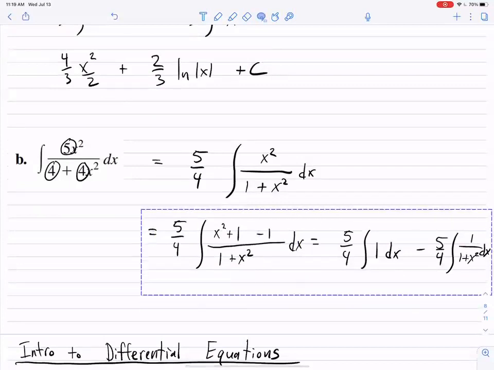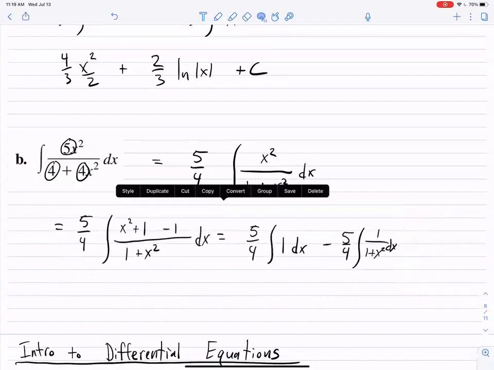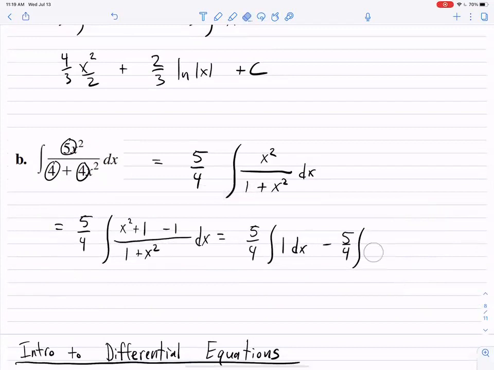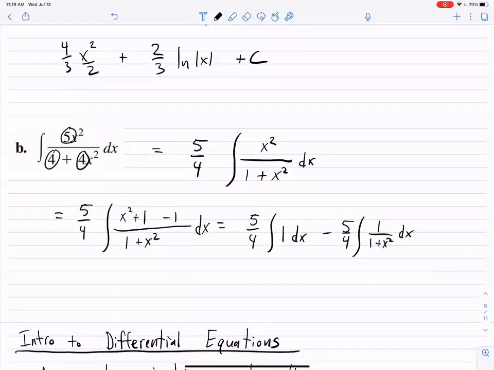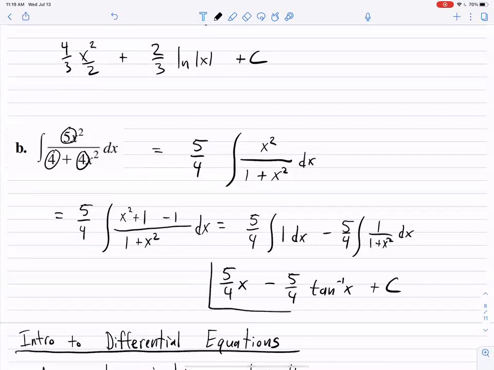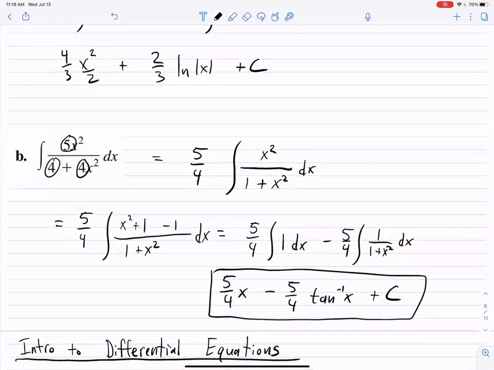So let me move this over so I have more space. And so, yeah, that's a pretty clever trick, but one that is worth knowing because it happens quite often. And so now we can integrate each one of these. So this is 5/4 x, and then minus 5/4 tan inverse of x plus c. And so that is the antiderivative. So that one's pretty tricky.